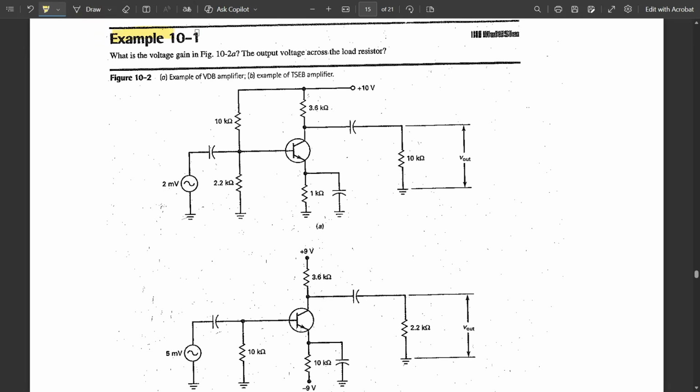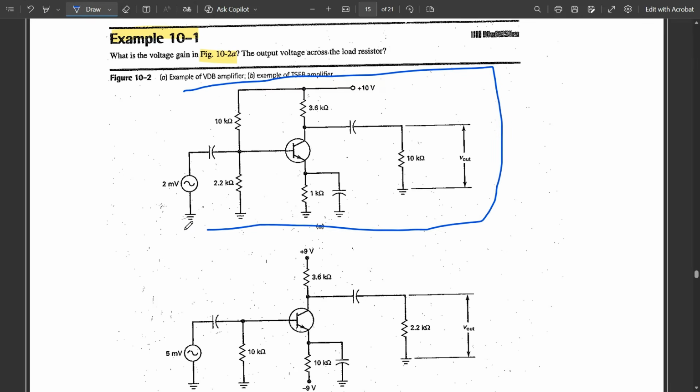These are a few example problems. Example 10.1: what is the voltage gain in figure 10.2a, the output voltage across the load resistor? They have asked us to calculate the voltage gain along with the load resistor. If you observe the circuit, we can call it the common emitter amplifier circuit, or the VDB amplifier circuit.